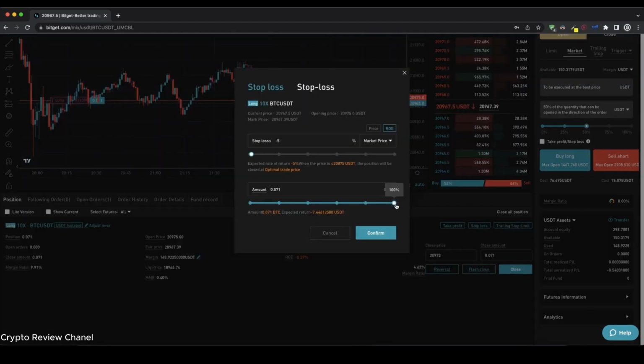Of course, the same works for your stop loss. The same if you go, for example, minus 5% with your position. If you're down 5%, I want to close the entire position. This would mean a $7 loss. So it's really easy and simple to control.